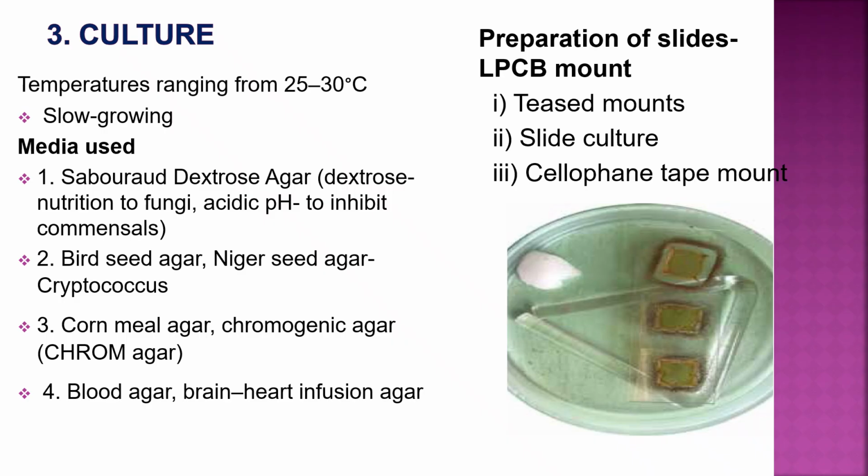In preparation of slides, there are LPCB mounts, or teased mounts. In that, a colony is taken on a slide and a cover slip is applied, but here the morphology of the fungi gets distorted. Second, slide culture. On the slide, an SDA block is taken, growth is done on it, and it can then be seen under the microscope. Cellophane tape method: the cellophane tape is applied on the colony and then put on the slide, and the growth is seen. So that is the cellophane tape mount.